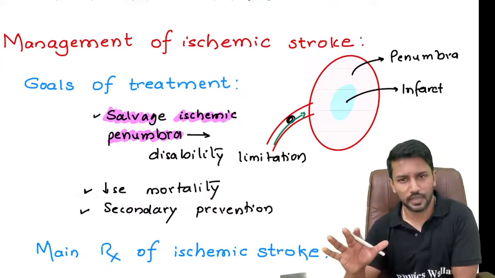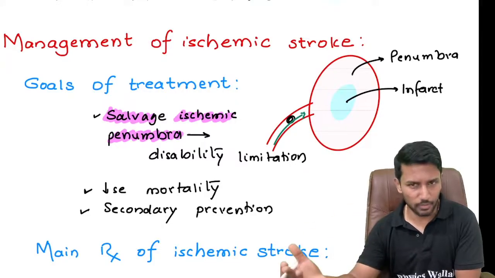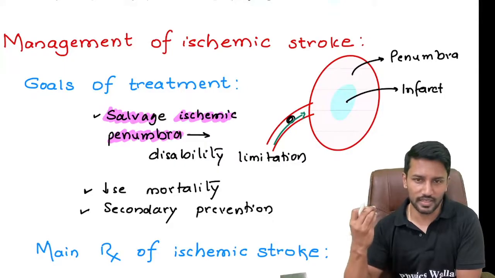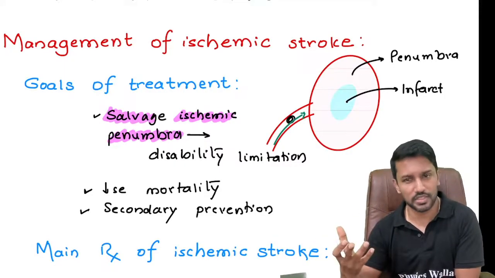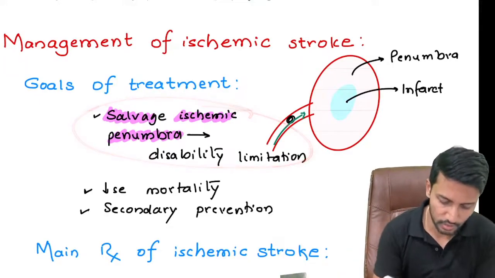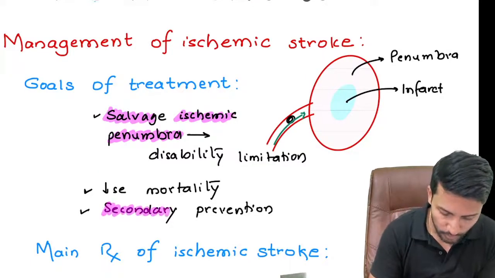They are general steps. Any patient who is bedridden, we take those steps of DVT prophylaxis and so on. Any patient who has cerebral edema, regardless of the cause, whether it is ischemic or hemorrhagic stroke, or whether there is a brain tumor or meningitis, we take the same steps. So we'll focus more on the specific treatment related to salvaging the ischemic penumbra and secondary prevention.